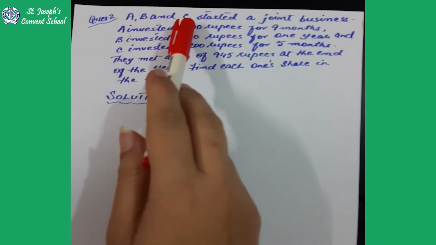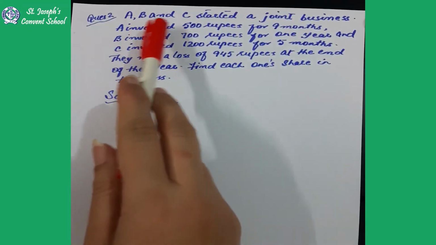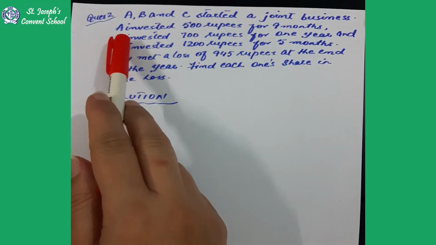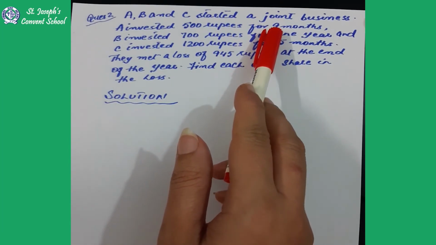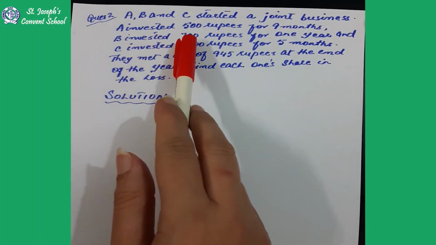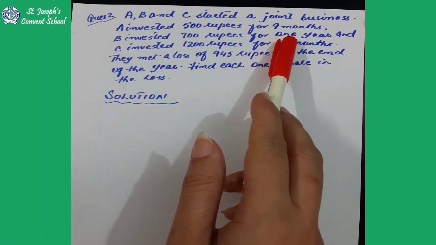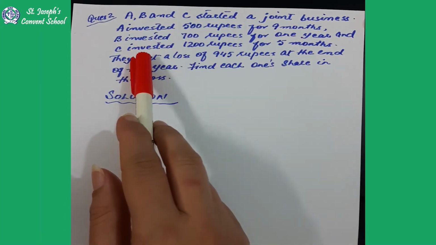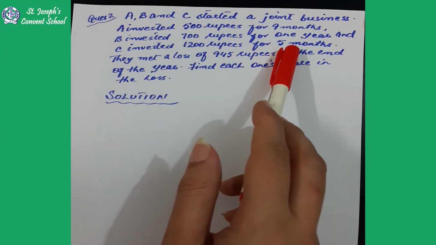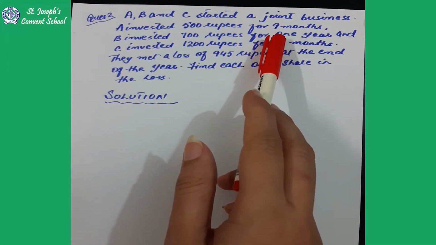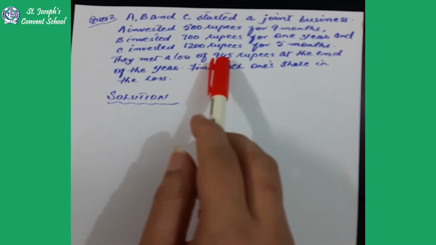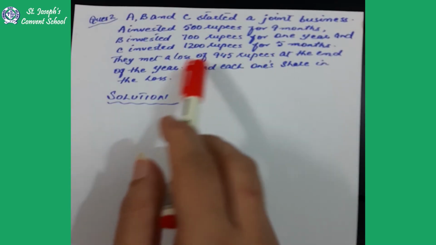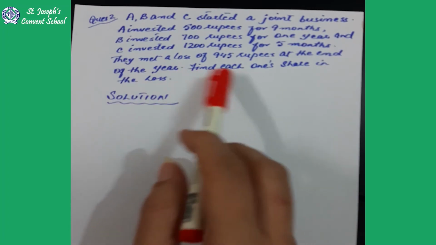A, B and C started a joint business. Now there are 3 persons, A, B and C. A invested 500 rupees for 9 months. Again duration is given, time period is given. B invested 700 rupees for 1 year, it means for 12 months. C invested 1200 rupees for 5 months. Again, all the time periods are different. They met a loss of 945 rupees at the end of the year. Find each one's share in loss.